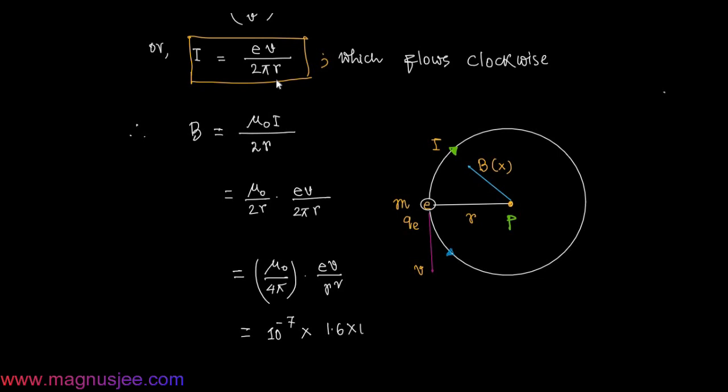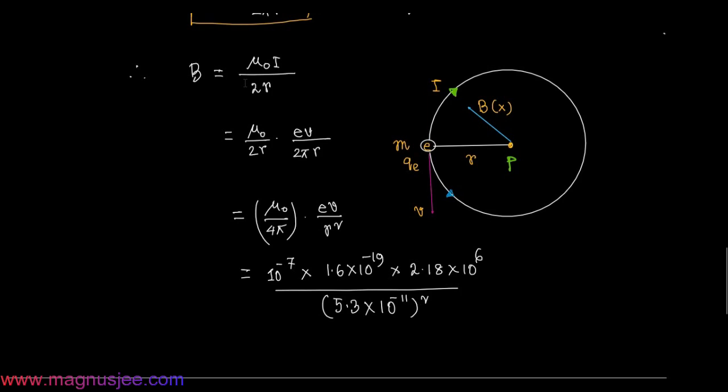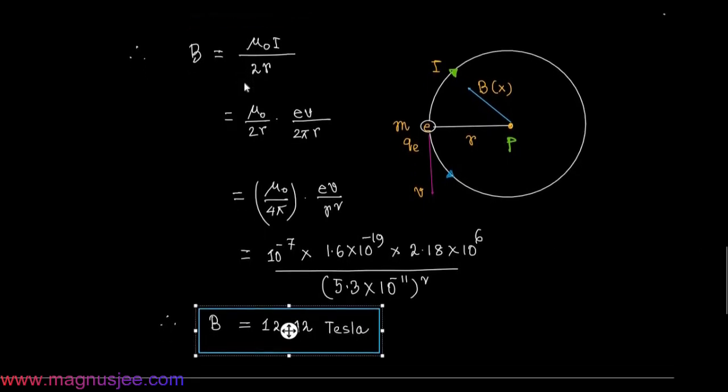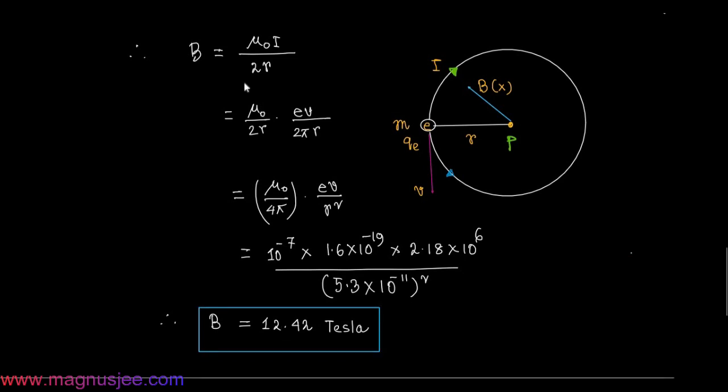Equal to 10 to the power minus 7 into 1.6 into 10 to the power minus 19 into 2.18 into 10 to the power 6 divided by 5.3 into 10 to the power minus 11 whole square. Therefore, B will be equal to 12.42 Tesla. That is the magnetic field induction at the center P of the circular orbit due to revolution of electron.